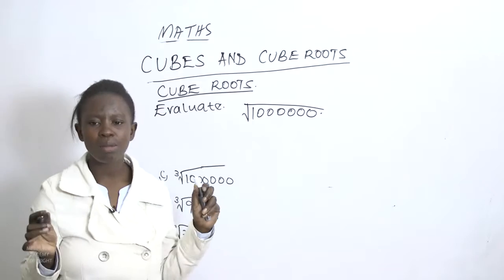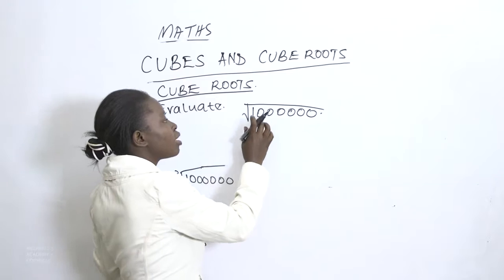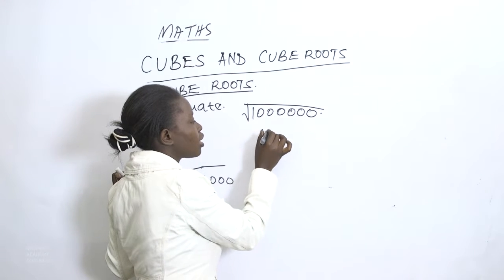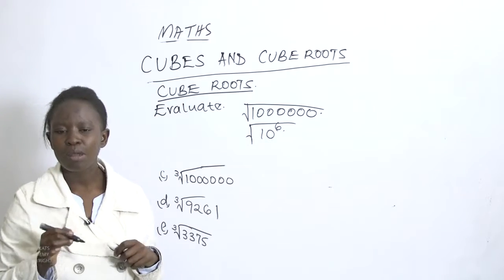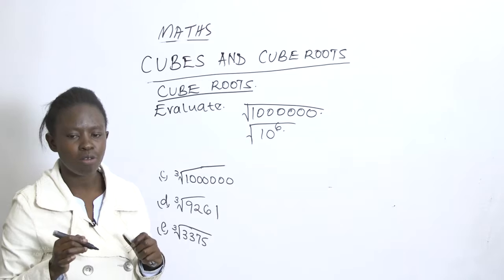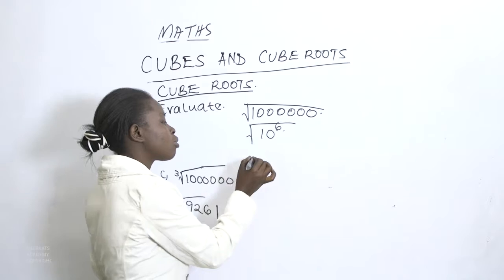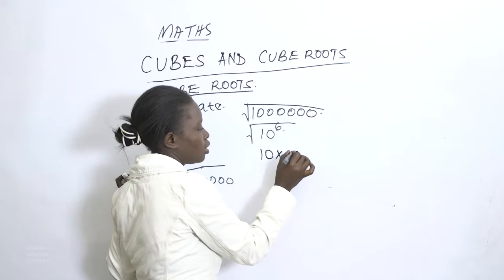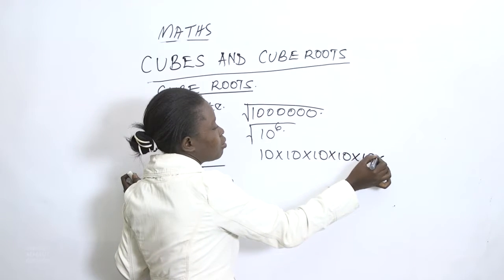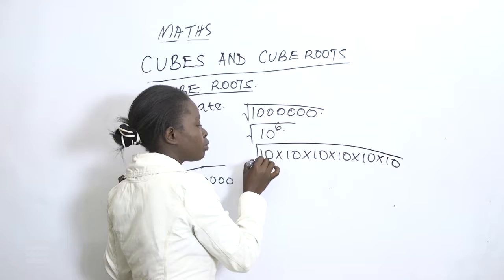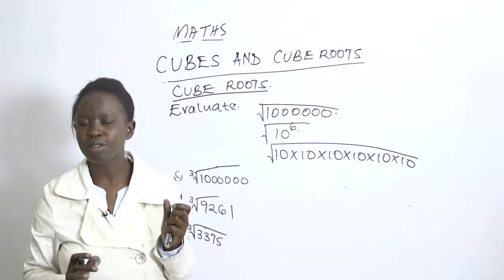This means that 1 million, we are having powers of 10. It simply means that I have 10 to the power of 6 if I write it in index form. 1 million is the same as 10 to the power of 6. So I'm having my 10 repeating itself 6 times. So I have 10 times 10 times 10 times 10 times 10 times 10. So it is repeating itself 6 times.